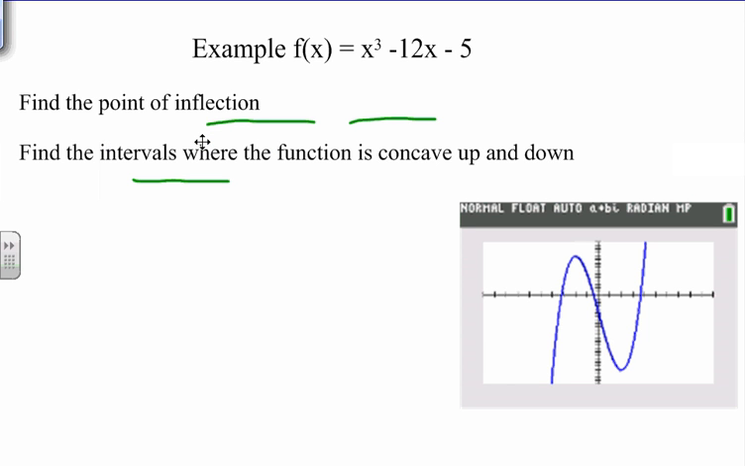All right, welcome back. We are going to go through another example of how to identify the points of inflection, find the points of inflection, and find the intervals where our function is concave up and concave down. And here's our function, x³ minus 12x minus 5. Here's a graph of this function f of x. And what we want to do is identify where these points of inflection are.